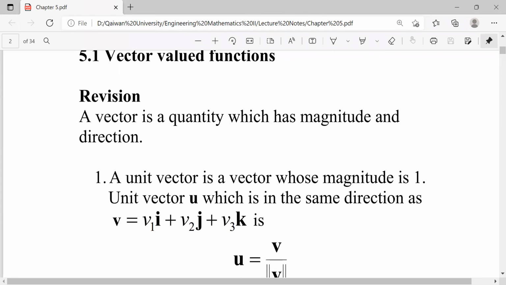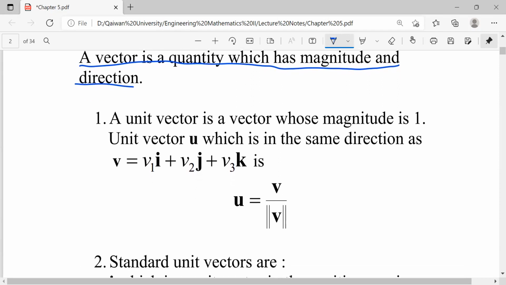First, we have a revision of vectors. We say a vector is a quantity which has both magnitude and direction. Here we say a unit vector is a vector whose magnitude is 1. If the magnitude of a vector is 1, we say it is a unit vector.